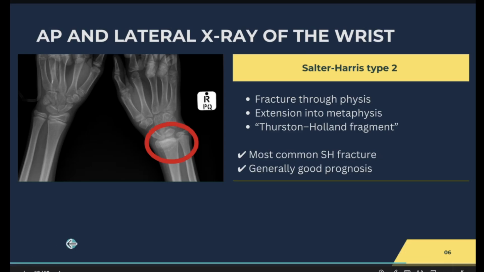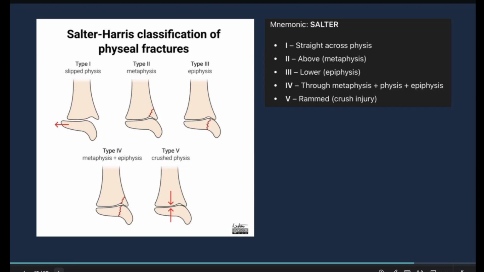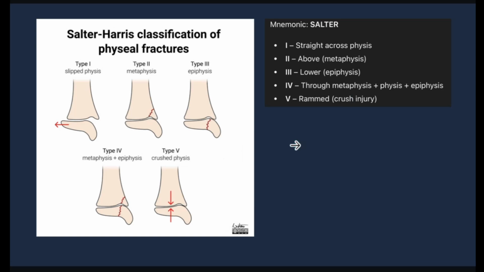Here's an image of the different types of Salter-Harris classifications, as you can see. So the first one is straight across the physis, then the second one is above, through the metaphysis. Then we can see lower, the epiphysis, and then we can also see through the metaphysis, physis, and epiphysis, and then the crush injury. So, yes. I hope that clears up. If anyone has any questions, then let us know.